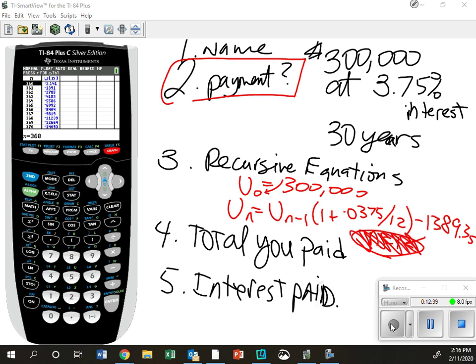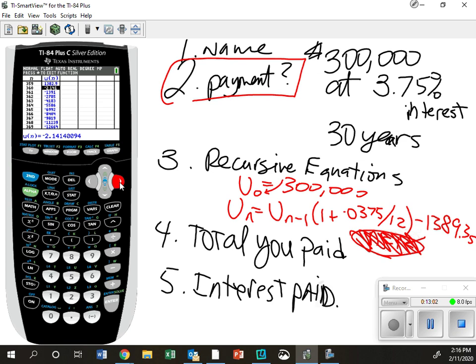All right. Total you paid. Finally, my computer is done crunching here. And as I look, it looks to me like after 359 payments, I was close to paid off. Then finally at 360, I was paid off. And what is this little negative number? They owe me money back.